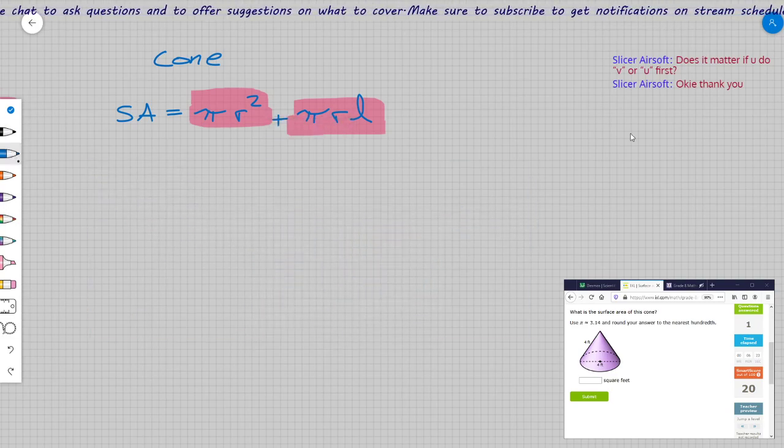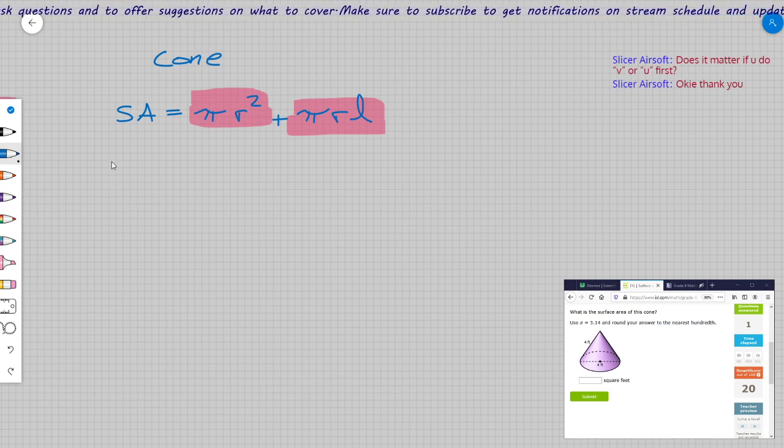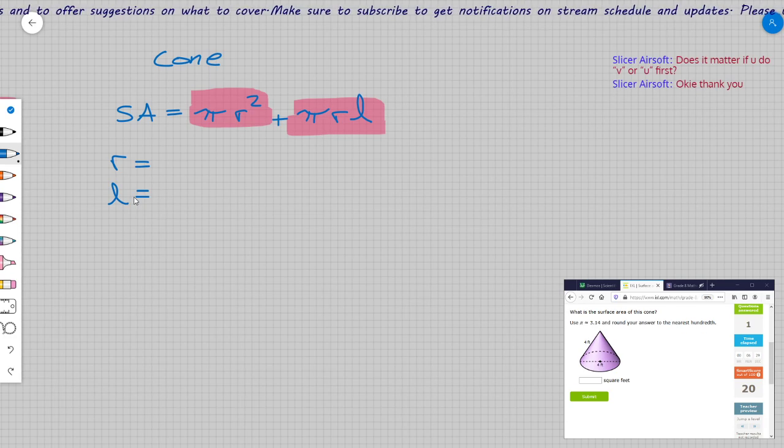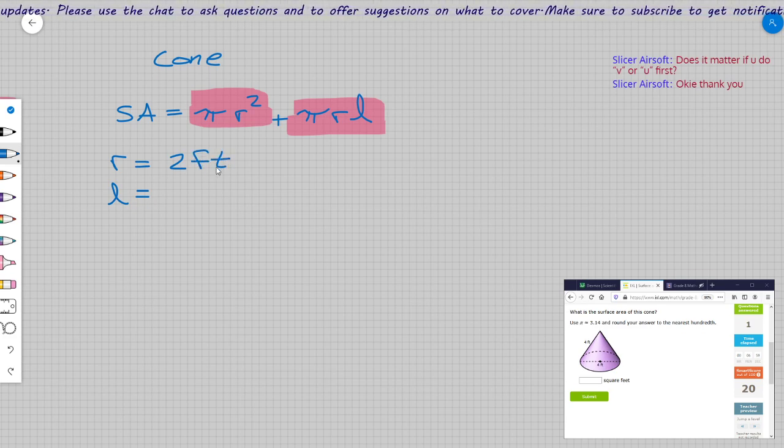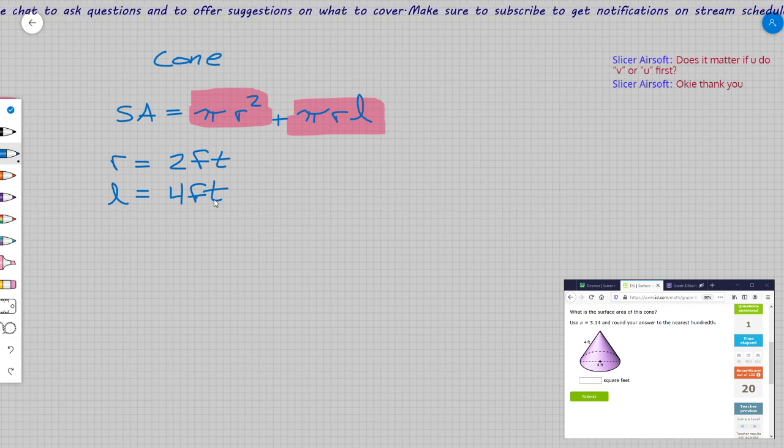Alright, again, it's best to label your dimensions. So we need to know our radius and our slant length. Now, radius. This one, they did not give us the radius. They gave us, not the radius, but they gave us the diameter. It went completely through the center. So we know that is going to be our diameter, and our radius is always half that, because it's from center to edge, so it's half this distance, so our radius is going to be 2. And let's include the units, so 2 feet. And then our slant length is going to be 4 feet.